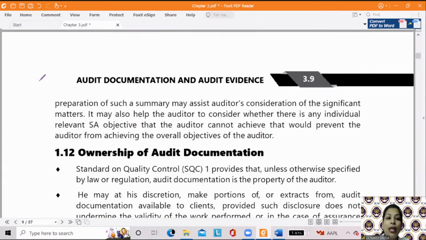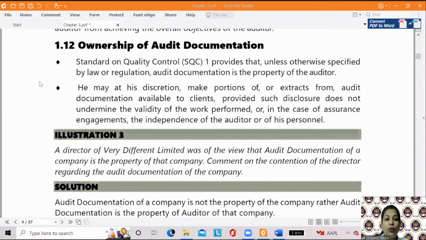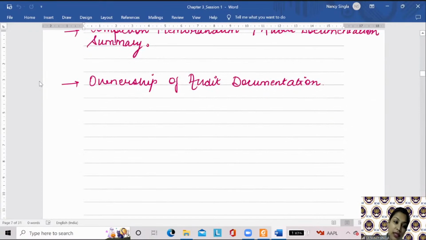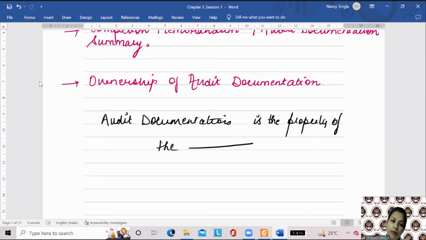Okay, clear? Now, who is the owner of audit documentation? Quickly tell me. Who is the owner, or fill in this blank? Just a minute. Don't send in your replies yet. Just wait. Fill in this blank. Send in your replies.